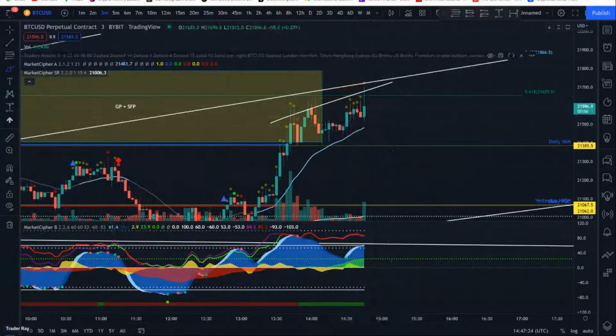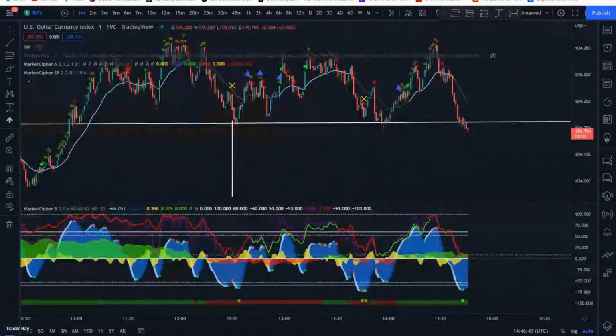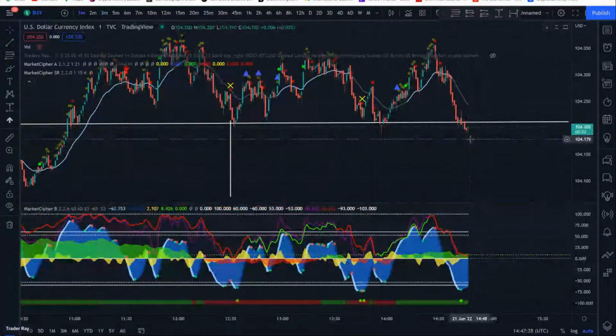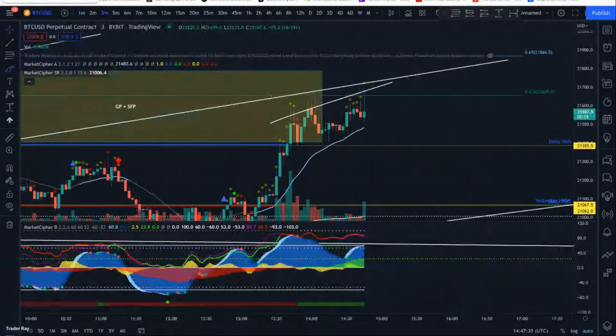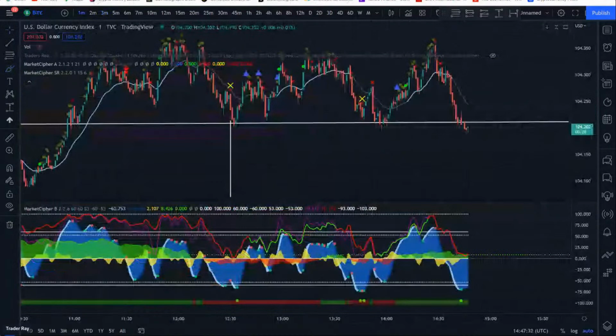All right, guys. Dollar index, don't be a fake out now. Come on, baby. Don't do this. We're looking at the dollar index, 1 minute. Looks like it wants to go lower.